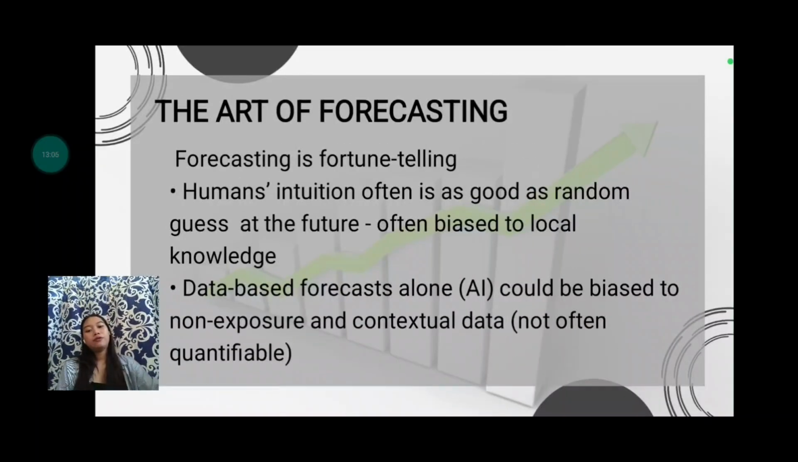The art of forecasting is fortune telling. Human intuition is often as good as a random guess at the future, often based on local knowledge. So the second is based on the forecast alone. AI could be based on non-exposure and textual data, which is not often quantifiable.